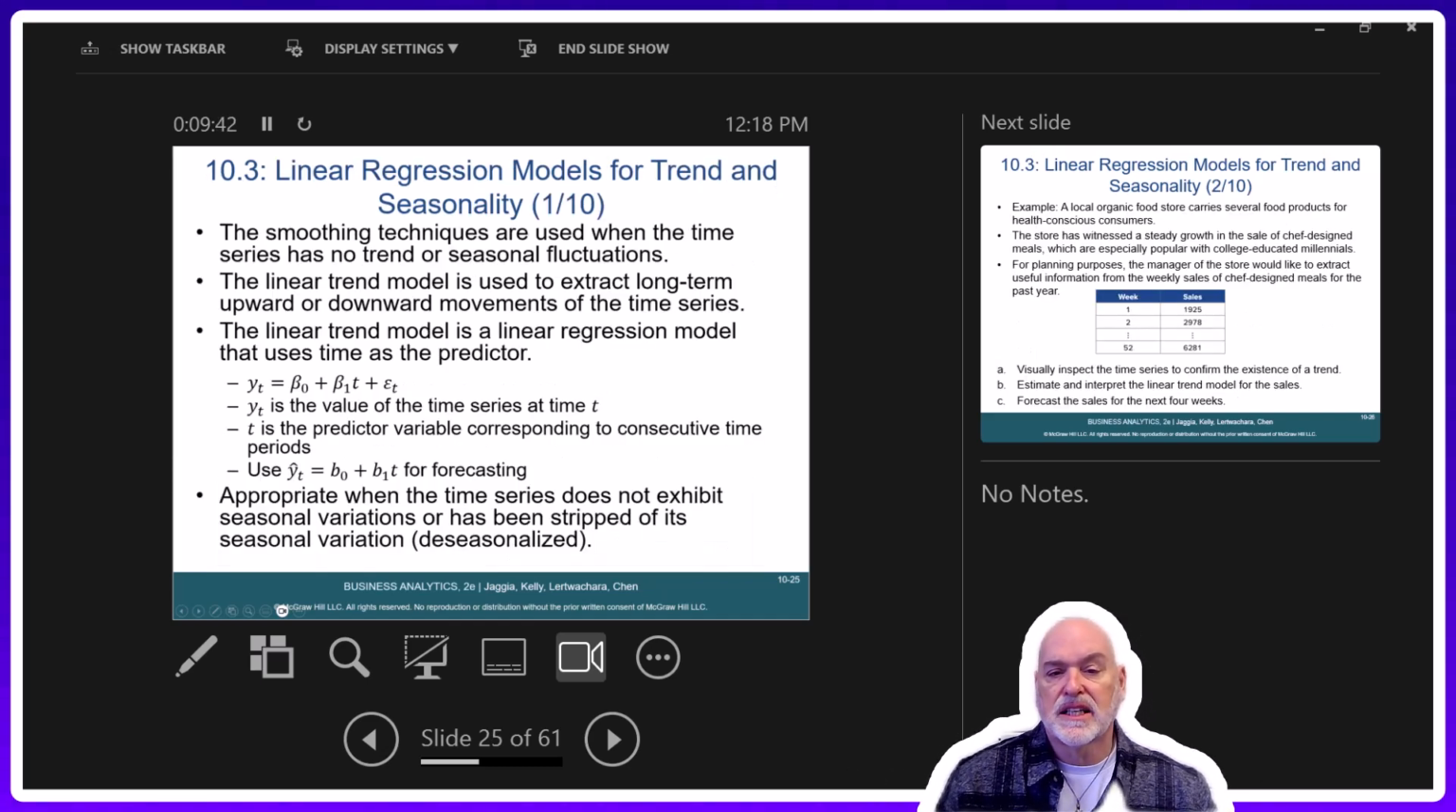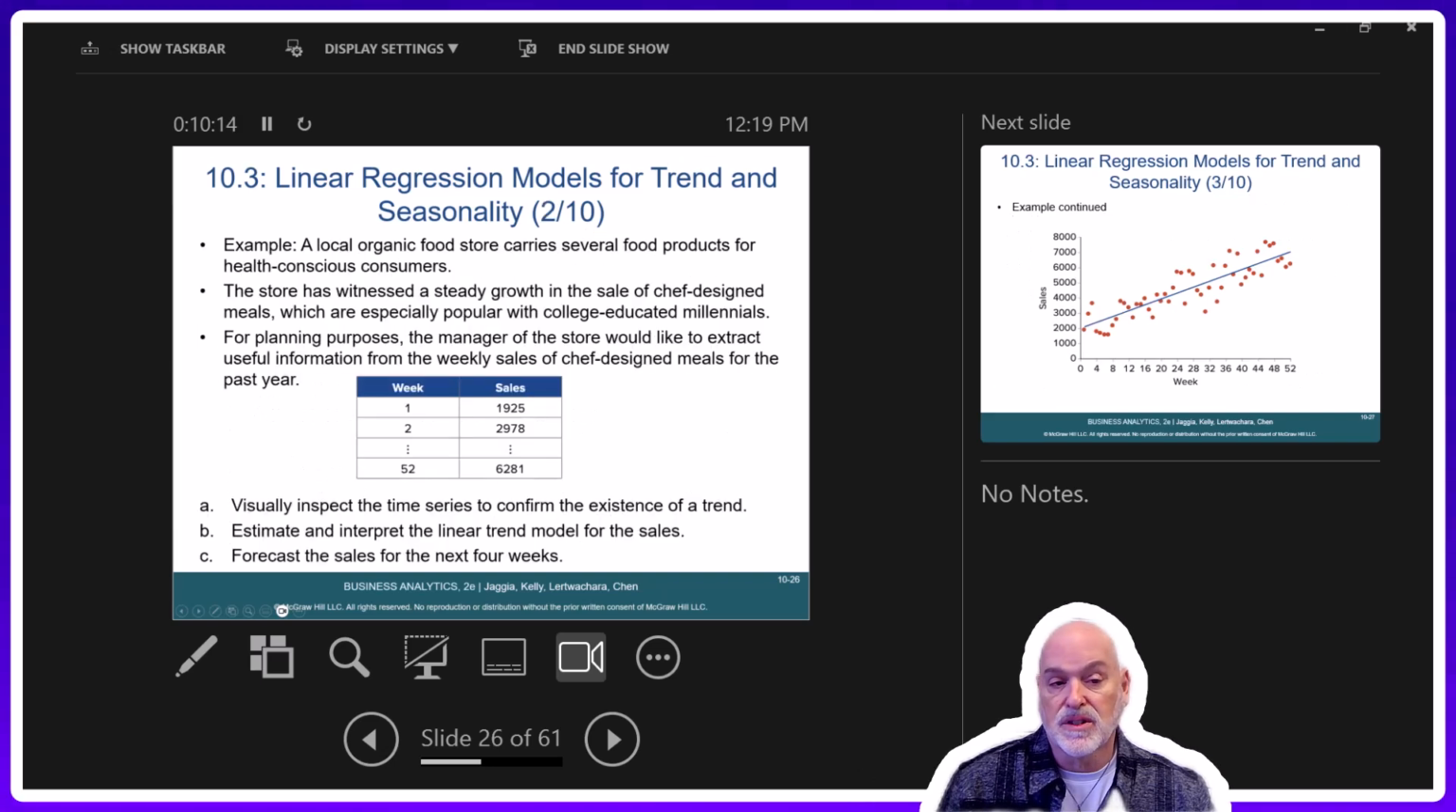So let's take a look at linear regression models for trend and seasonality. The smoothing techniques are used when the time series has no trend or seasonal fluctuations. The linear trend model is used to extract long-term upward or downward movements of the time series. The linear trend model is a linear regression model that uses time as the predictor. Appropriate when the time series does not exhibit seasonal variations or has been stripped of its seasonal variation, also known as being deseasonalized.